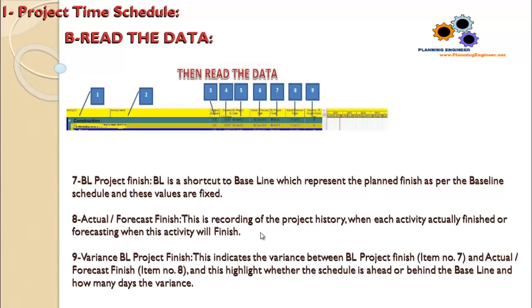Column number 9, variance BL project finish. This indicates the variance between the planned project finish, which is item number 7, and the actual/forecast finish, item number 8. And this highlights whether the schedule is ahead or behind the baseline and how many days the variance is.